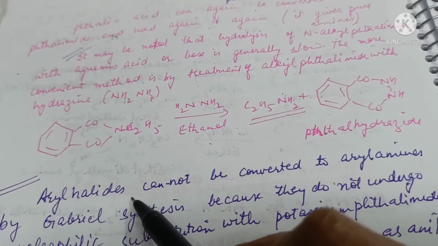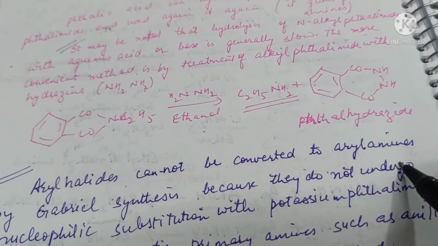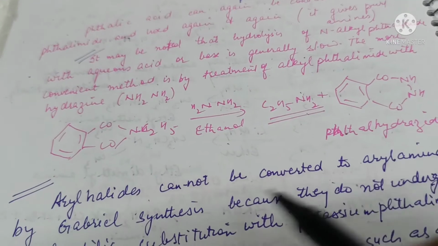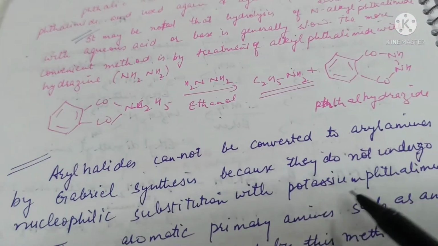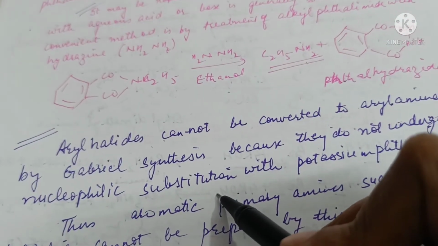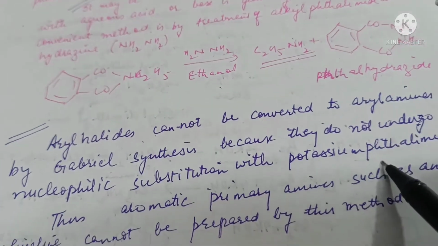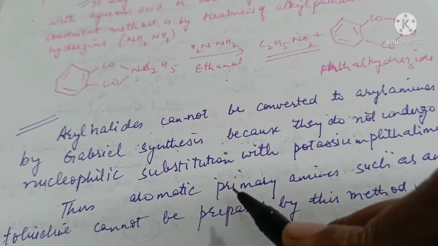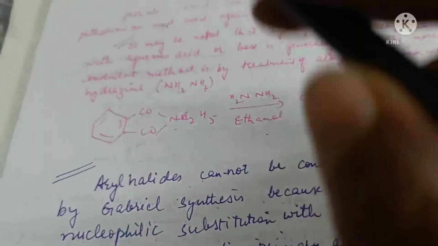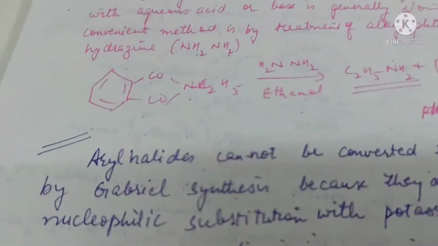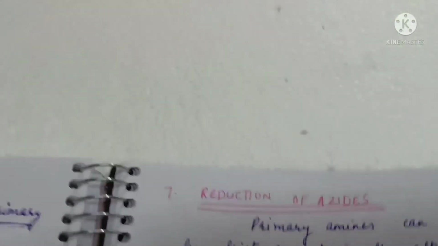Aryl halide cannot be used to prepare aryl amine because aryl halide does not undergo nucleophilic substitution reaction with potassium phthalimide. So aromatic primary amines will not be prepared by this method, only aliphatic primary amines.